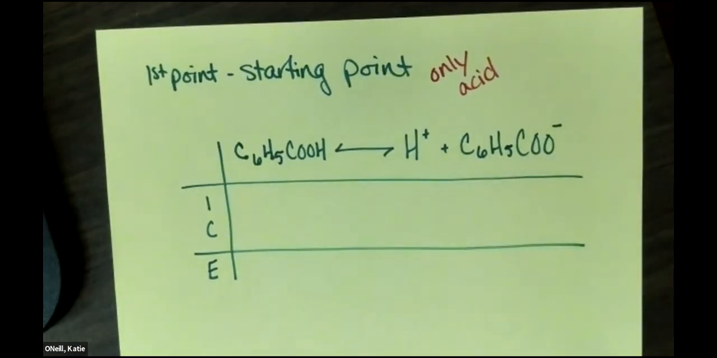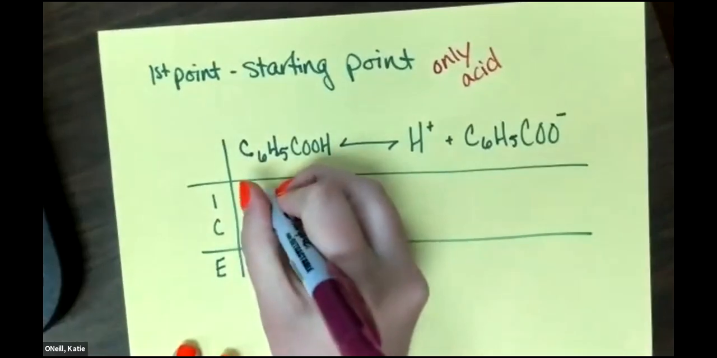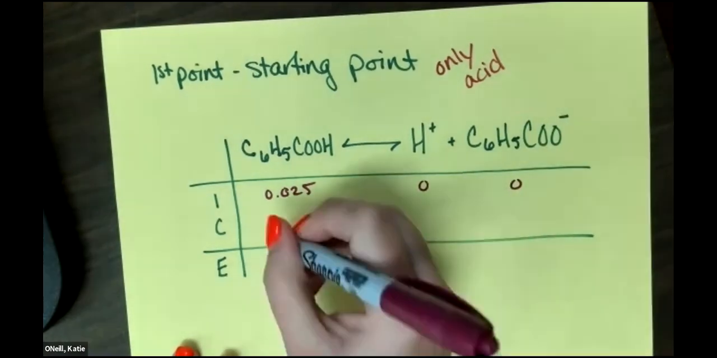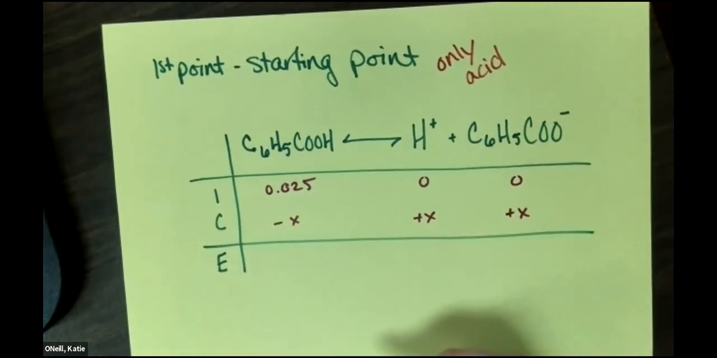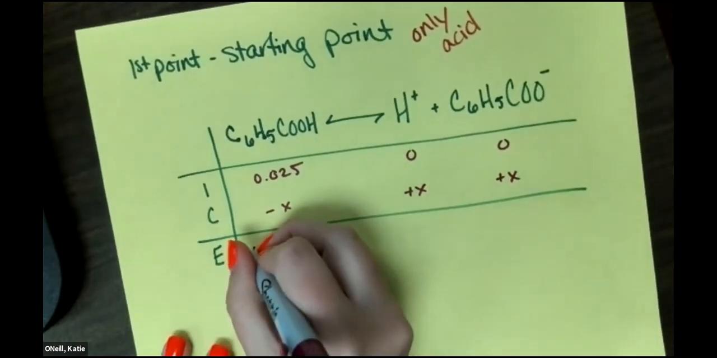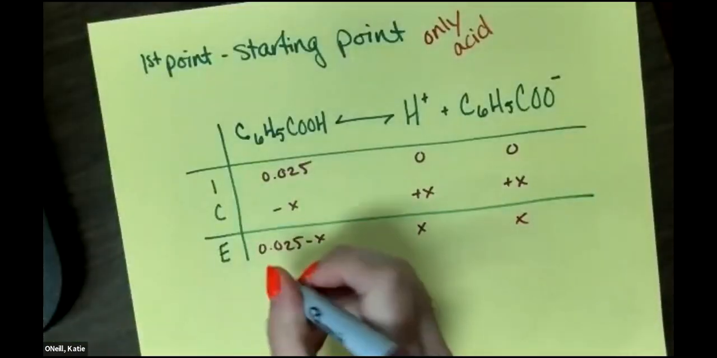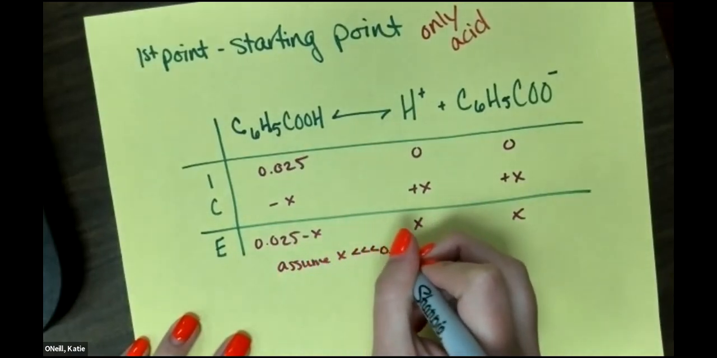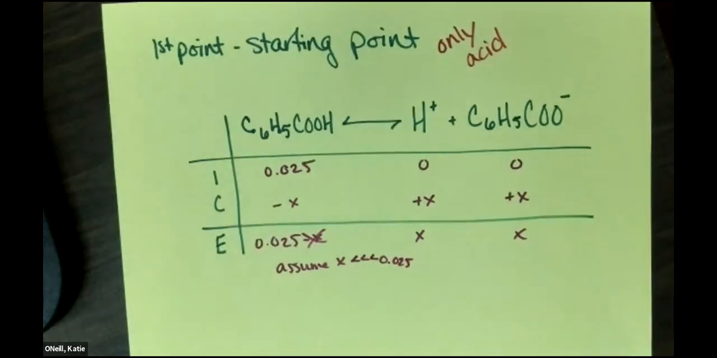All right, so we know what the concentration was to start with of the benzoic acid, and that was the 0.025. And then we know the product concentrations are 0. We know it's a 1-to-1 change, where we're using reactant making product. So if I were to write this in terms of x, it would be 0.025 minus x. But Ka is small. So I'm going to assume that x is way smaller than the initial concentration to get rid of this guy. And you don't have to check the 5% rule, you just write that you're assuming it.